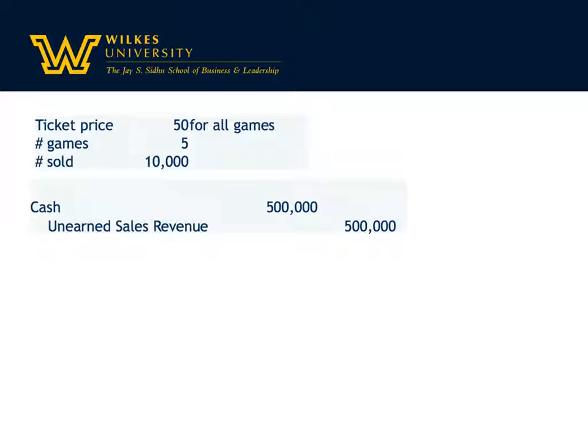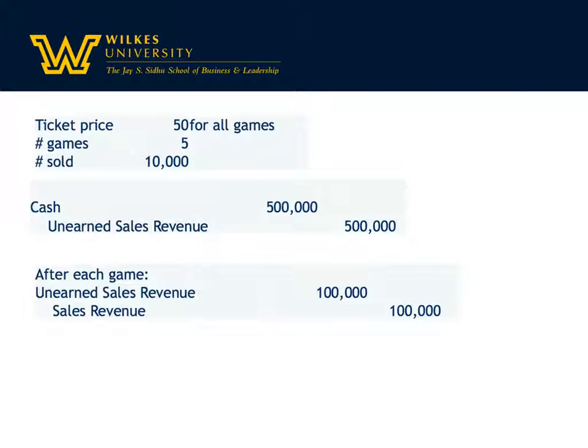And if we think about it, of the 5 home games, just in a simple way, we earn $100,000 for every game played. We would reduce that liability, so we should debit the unearned sales revenue for $100,000 per game, and then that amount has become earned income. So we should credit the sales revenue. And that's exactly what we do after each game.